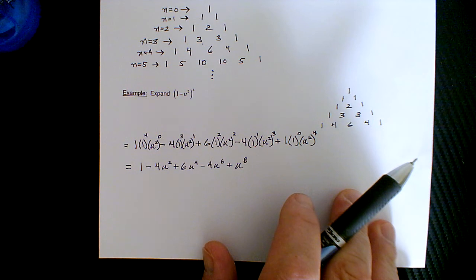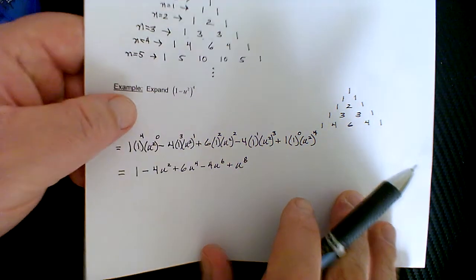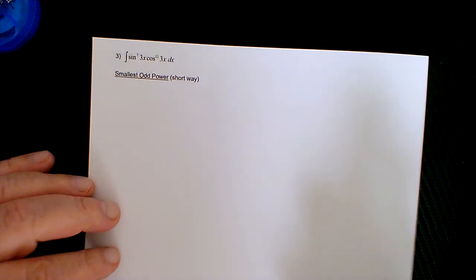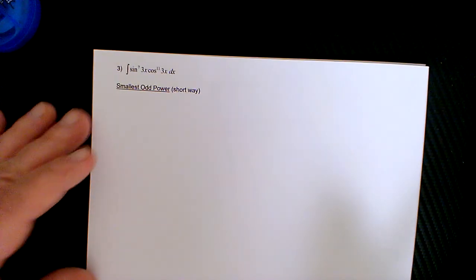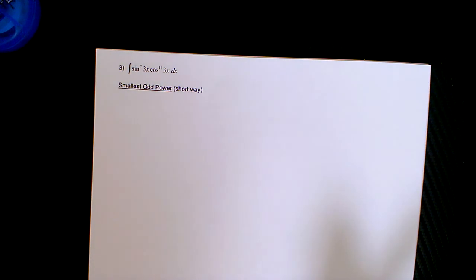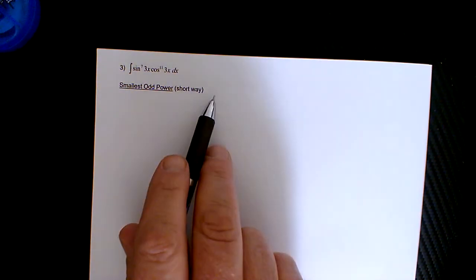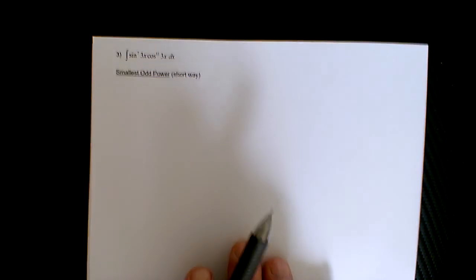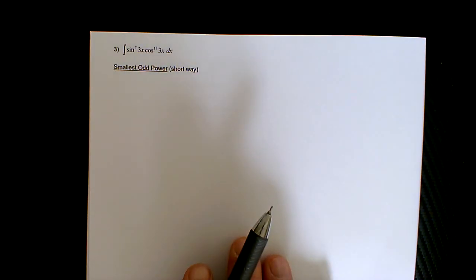So we've got two examples to finish up this topic. And the next one is sine to the 7th, cosine to the 11th. Both arguments are 3x. Okay, so this is going to be the short way. This will illustrate why we want to focus on the smallest odd power.